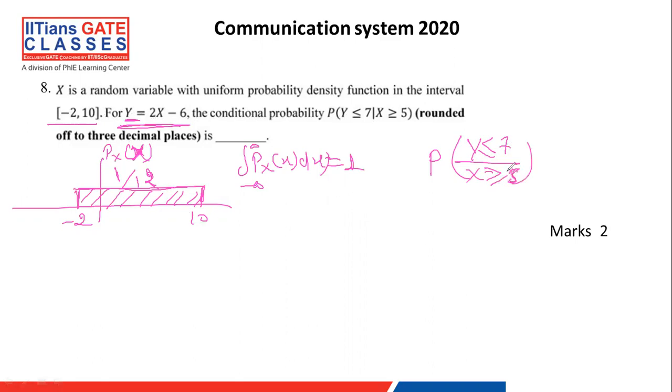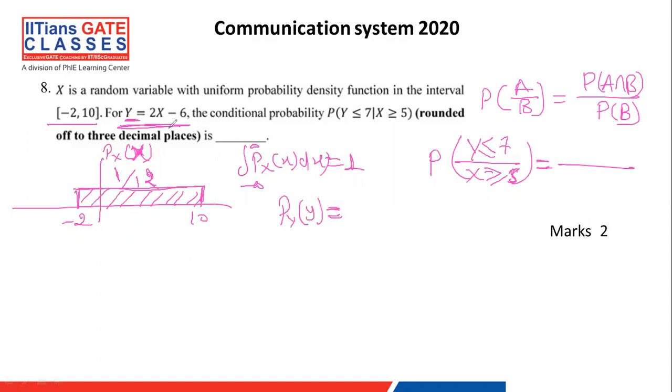Now, this can also be written as, so we know that P(A given B) is P(A intersection B) upon P(B). This we will use here. So first we need to find out the pdf of y. To find that, we need to find out the starting point of y and the ending point of y.